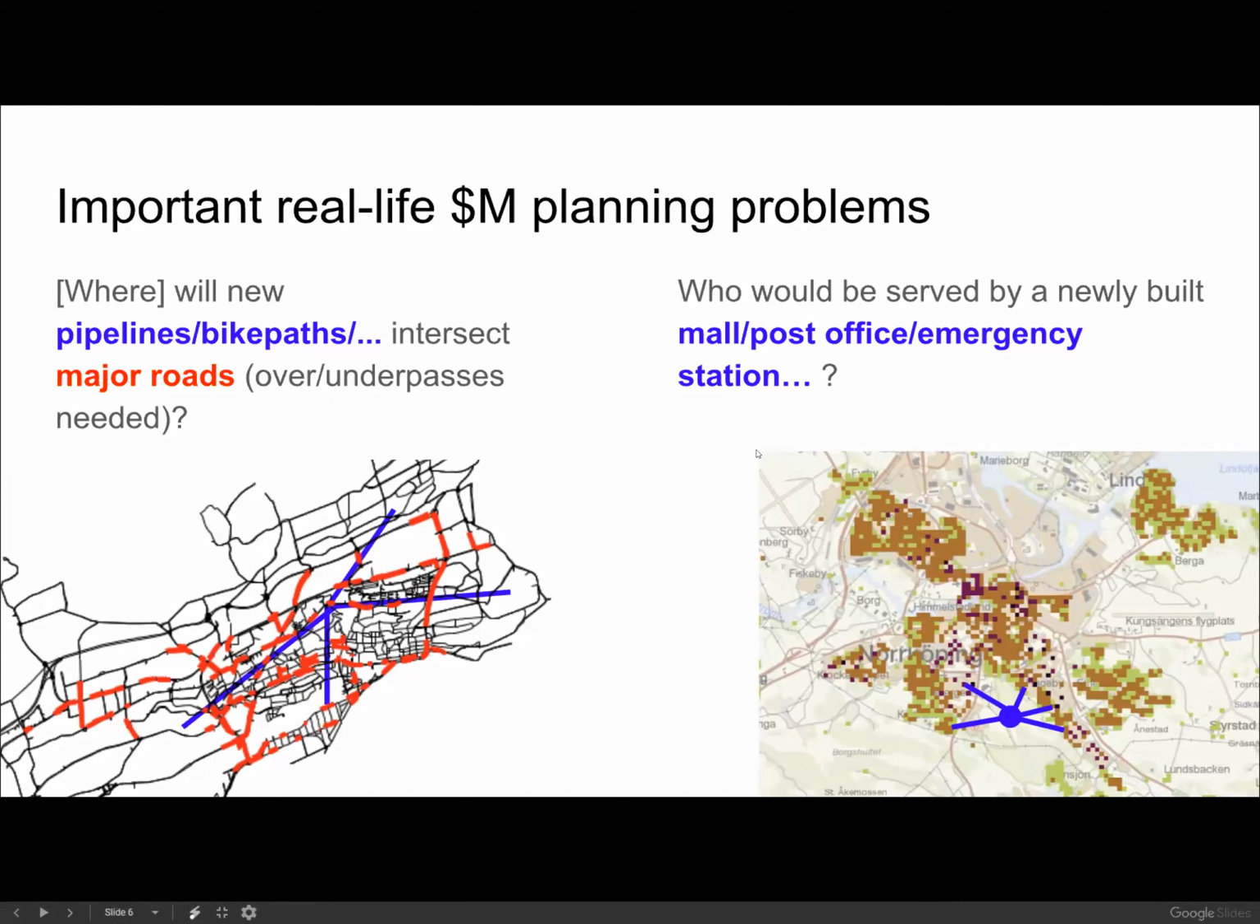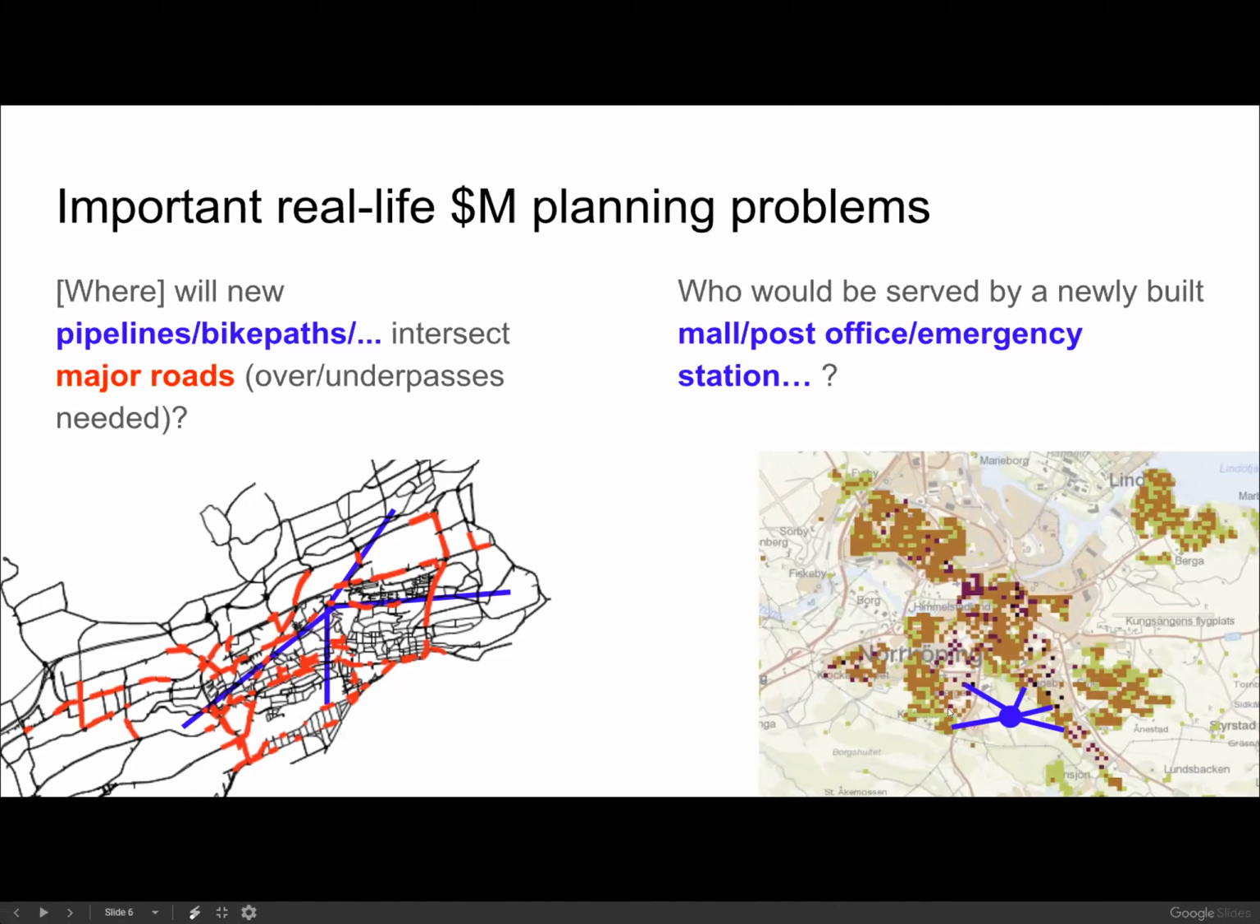Another problem here on the right is that maybe you have a city, here is the city of Norrköping, and its population density is represented with a heat map. And maybe you're establishing a new facility. Could be a post office, could be an emergency station.